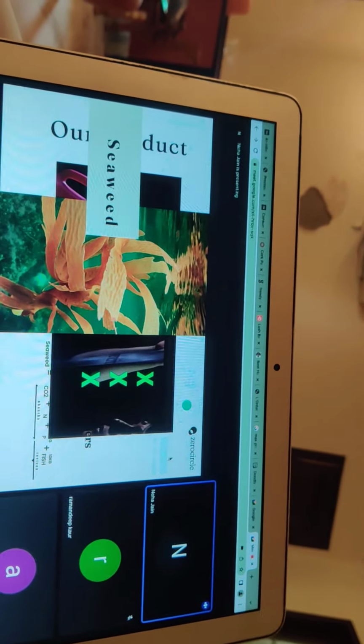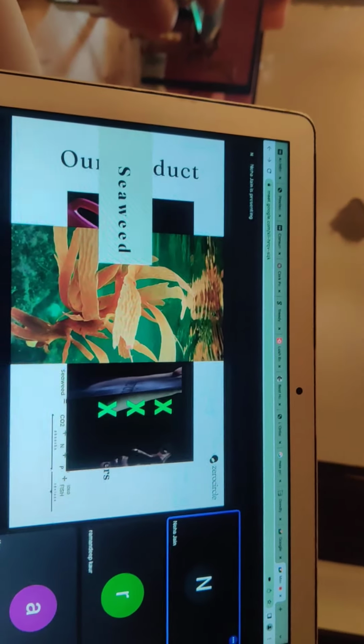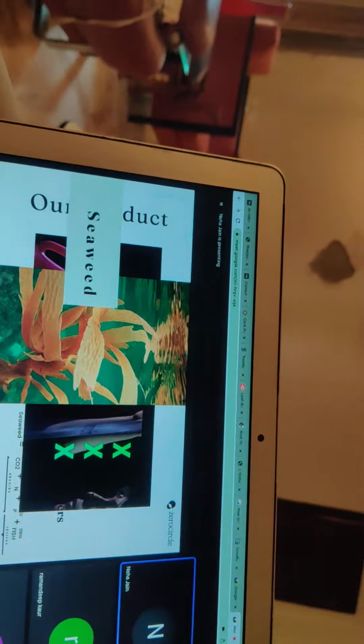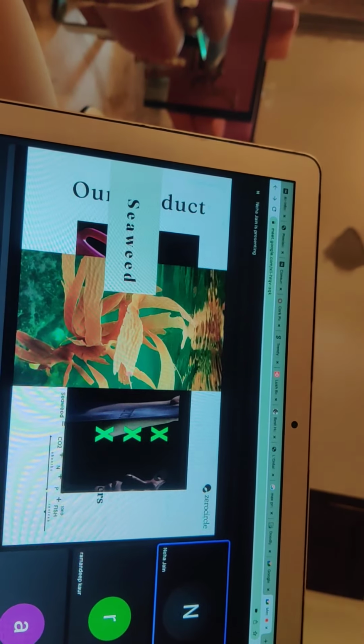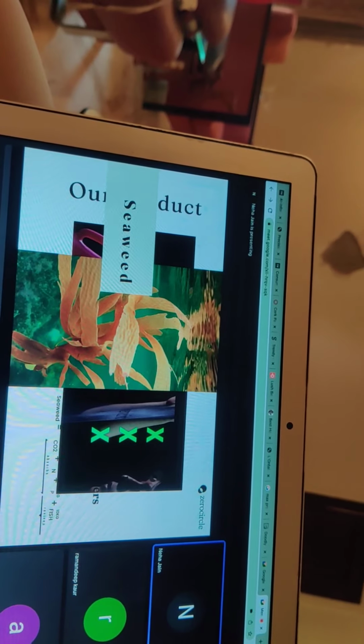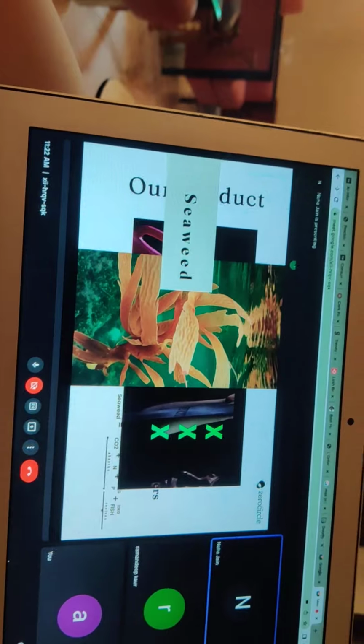Now, our solution, something has happened. My slide is not loading very well. Just give me a moment.